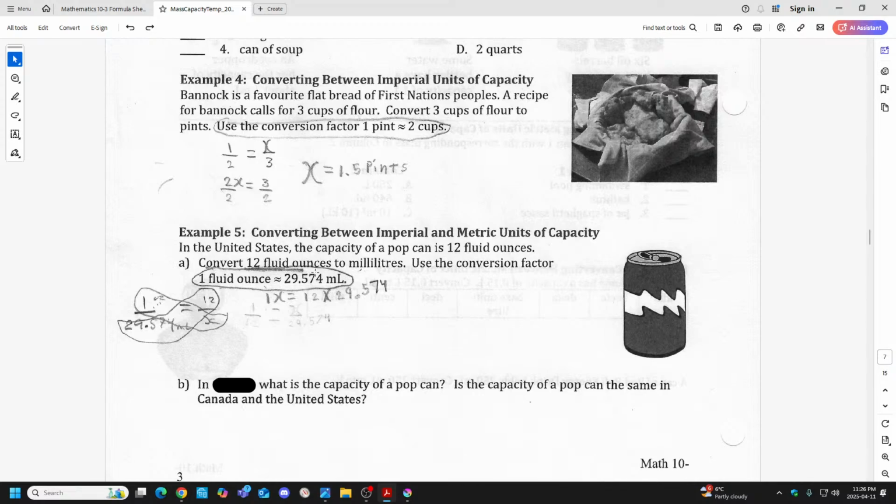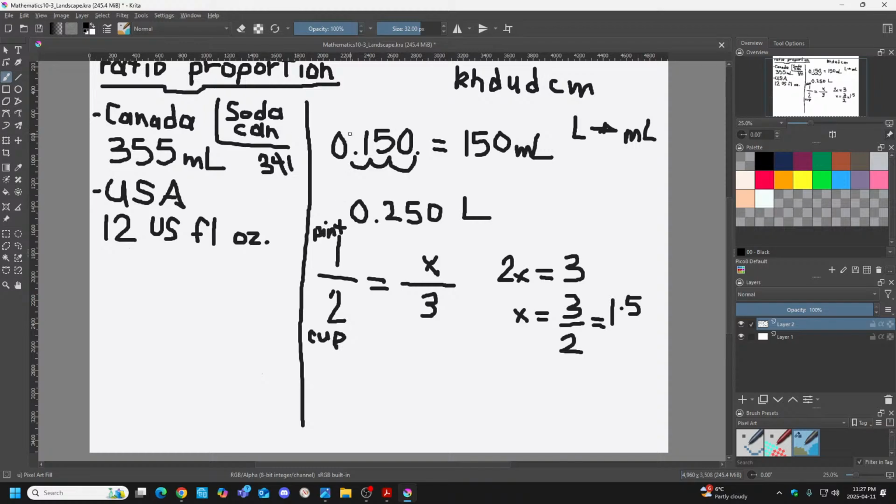Okay, convert 12 fluid ounces to milliliters. Use the conversion factor 1 fluid ounce equals 29.574 milliliters. This is just my kid here. This is his way of cross multiplying. He actually just kind of circles it. I've taught him the same way, and he's actually been doing it on his own, which is great. I think hopefully you guys like it. It just keeps it really simple. Ratio proportion is great. It's so much fun. Once you get it, it's pretty easy to understand.